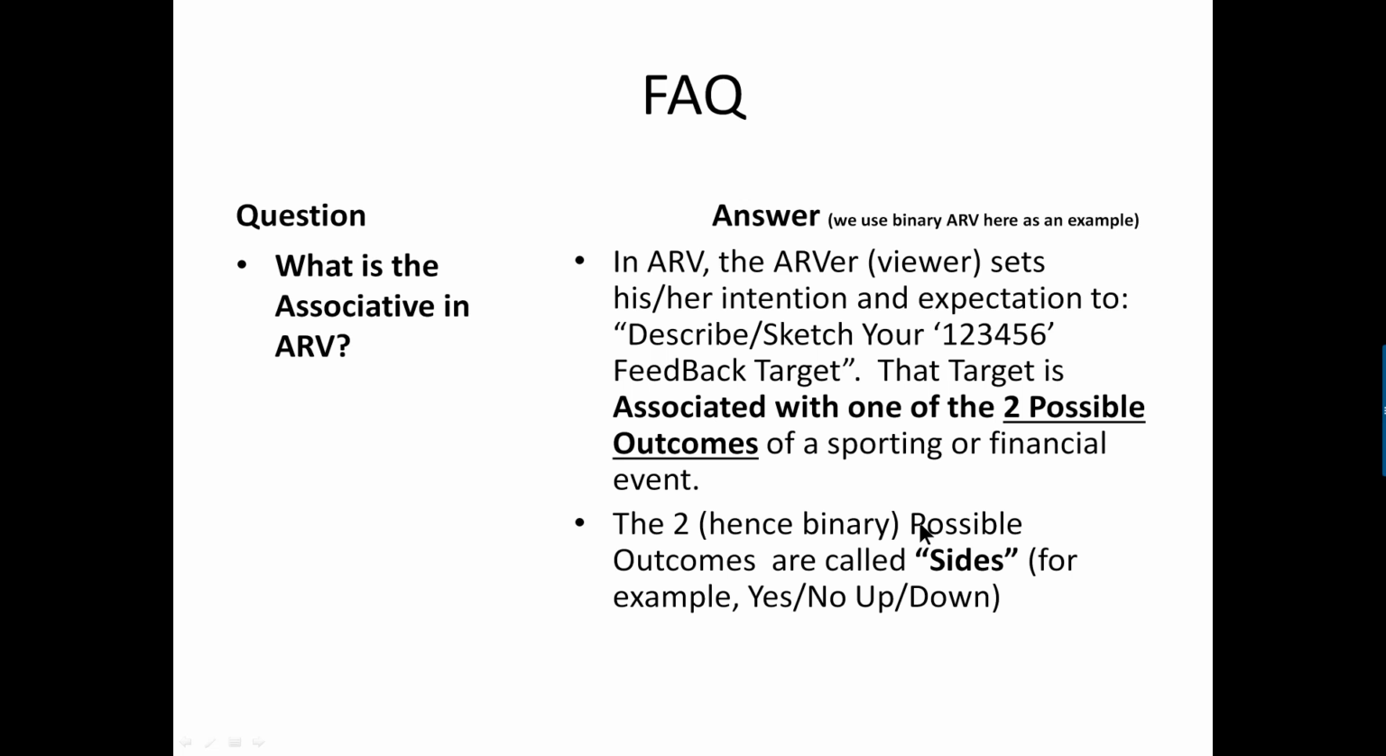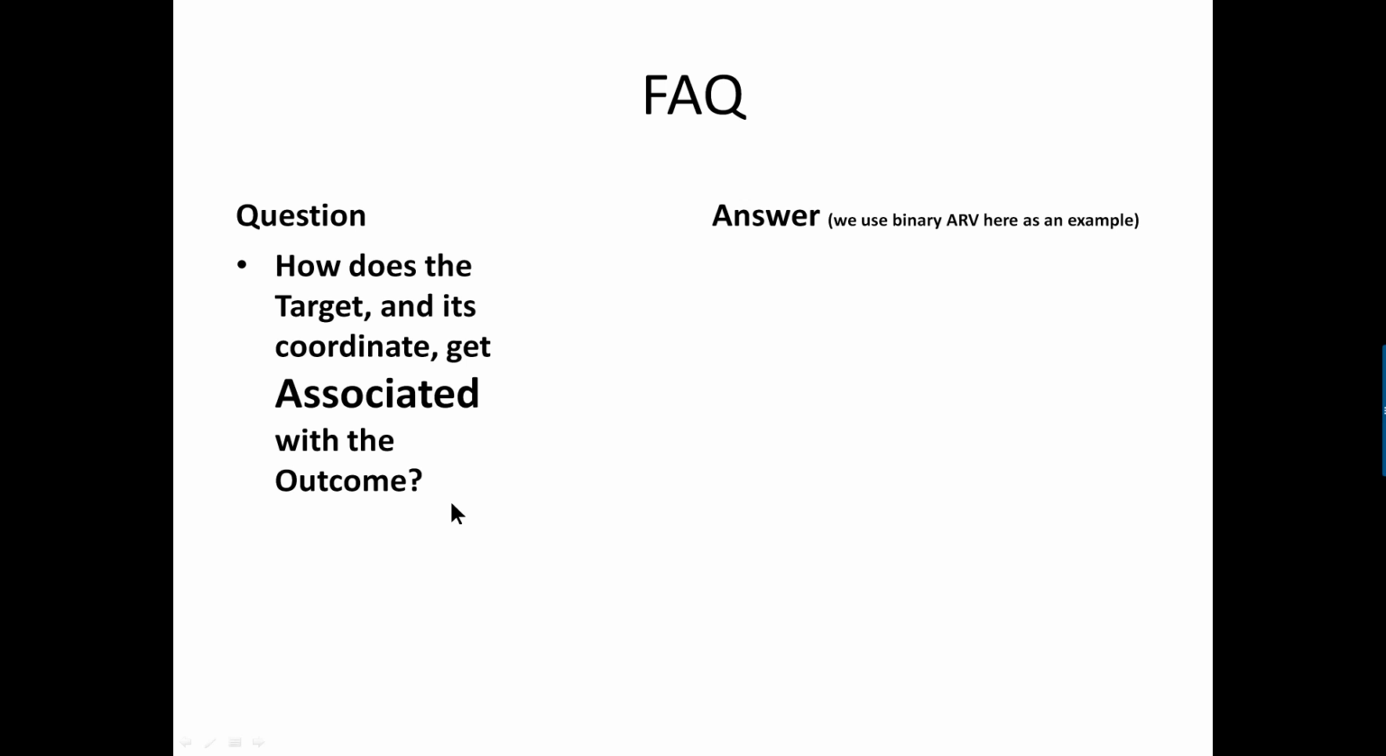There is now, yes, a winning and a losing side. So one of these two sides will in fact win. One of these two sides will in fact lose. Period. That's straightforward. Once you understand sides, you get it. Now, how does the target and its coordinate get associated with the outcome? I should probably change this, with the actual outcome. See, that's what the word outcome usually means. While there are two possible outcomes, there's really only one outcome that actually happens. Okay, so let's answer that question.